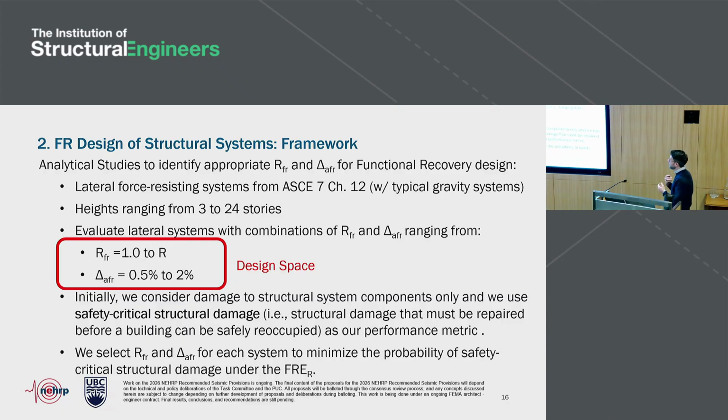So you might be wondering, well, what are you measuring in this design space? And our performance metric is what we're calling safety critical structural damage, which is essentially damage that must be repaired before a building can be occupied safely. And the key idea here is that, if you experience safety critical structural damage, you're going to have a very lengthy recovery time. So we want to try to minimize this, and by exploring this design space, we can then select values of RFR and delta AFR or drift limit that minimize this probability of safety critical structural damage.